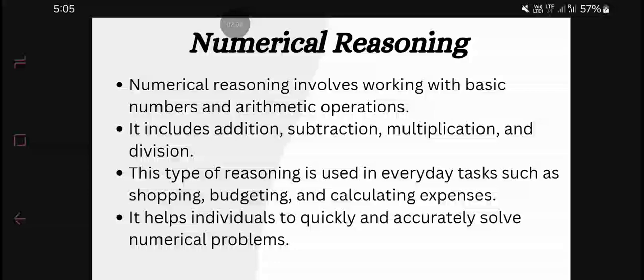We use numerical reasoning in everyday activities such as shopping, budgeting and calculating bills. For example, when we are calculating discount or total expense, we use numerical reasoning. It also helps to solve numerical problems quickly and accurately, which is very important in our daily life.